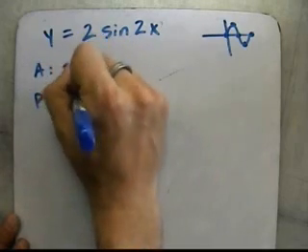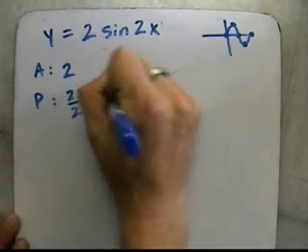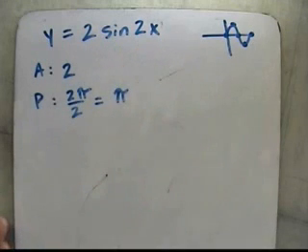Okay, so this is going to be 2 pi divided by 2, which happens to be pi. So what that means is the graph is going to get squished in, because it's going to fill in a whole entire period inside of a gap of pi. Okay, so this is how I would graph it.